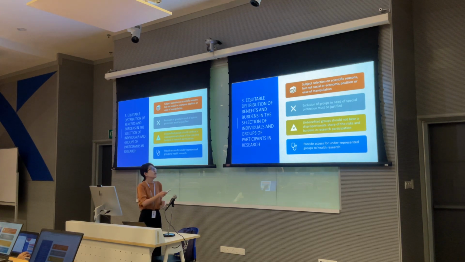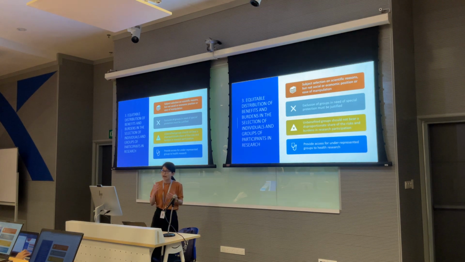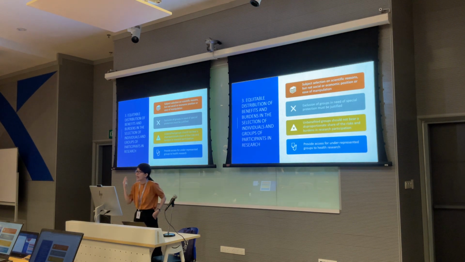So if you want to exclude certain groups, for example, I want to exclude children in my research study, please make sure you provide a justification for why. What is the reason? For example, you're conducting a toxicity study, so you are reasonable if you want to exclude the elderly and children, because you don't want to expose them to the risk of toxicity.